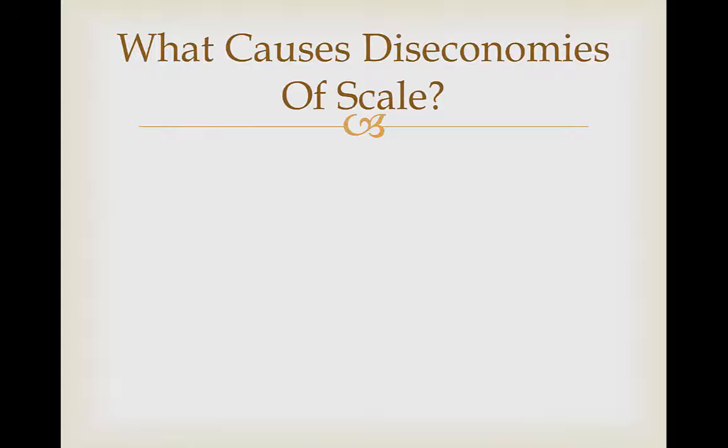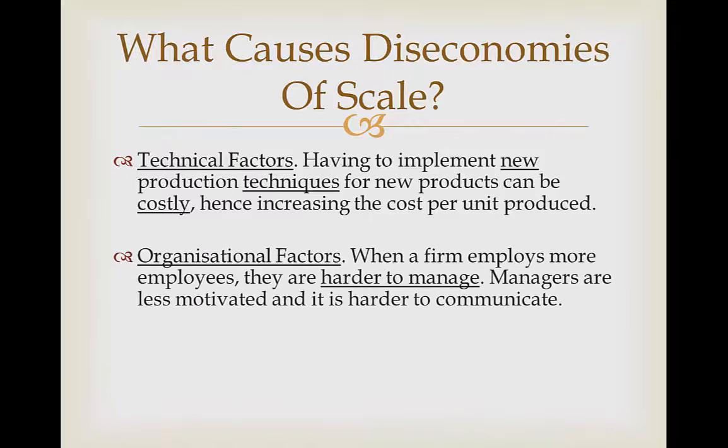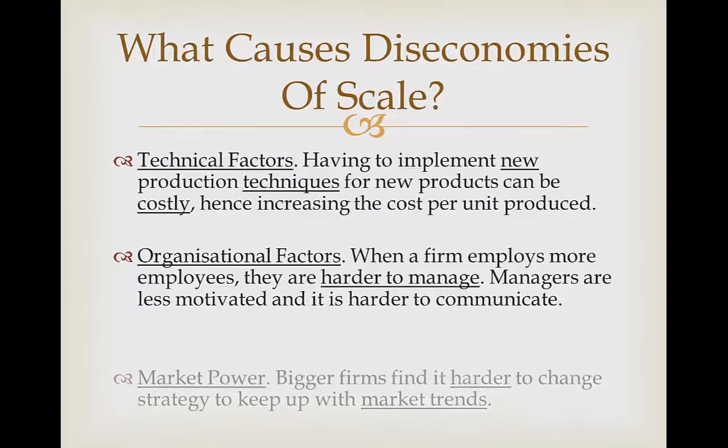So what causes diseconomies of scale? Well, just like that of economies of scale, we have technical factors, which are having to implement new production techniques for new products, which can in fact be costly, which is going to increase the cost per unit produced. We can have organizational factors. When firms employ more employees, they're going to be harder to manage because there's more of them. As a result, it may be harder to communicate between all employees to get them to do the same thing, and production is going to be harder.